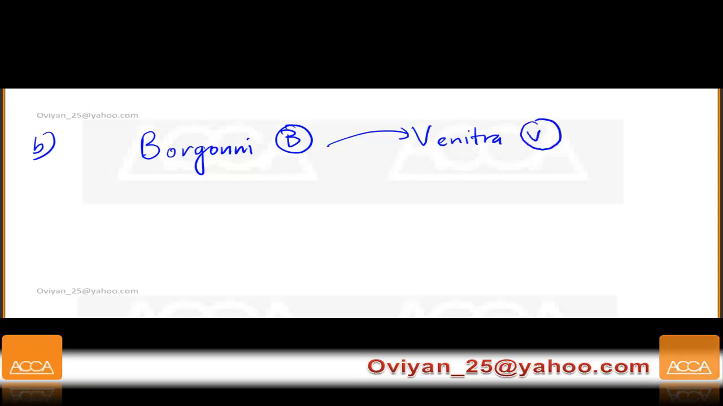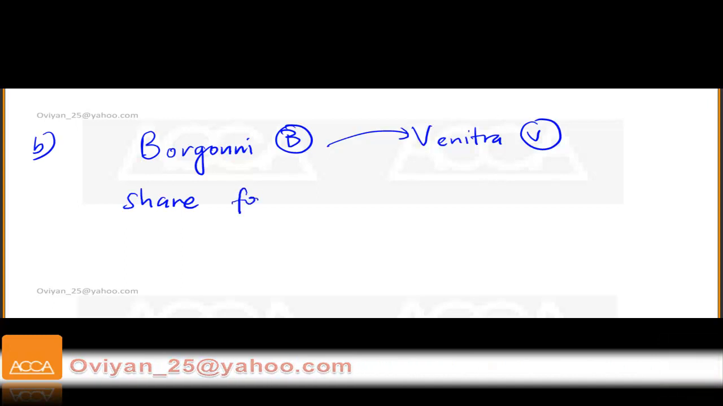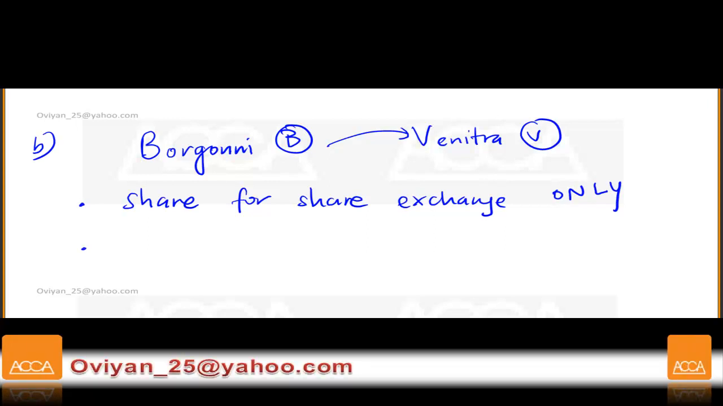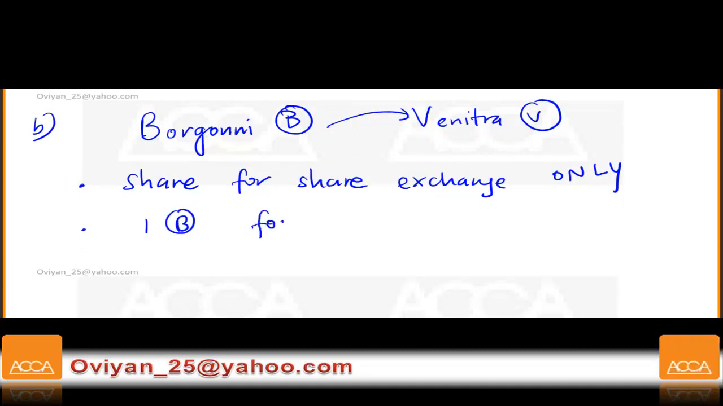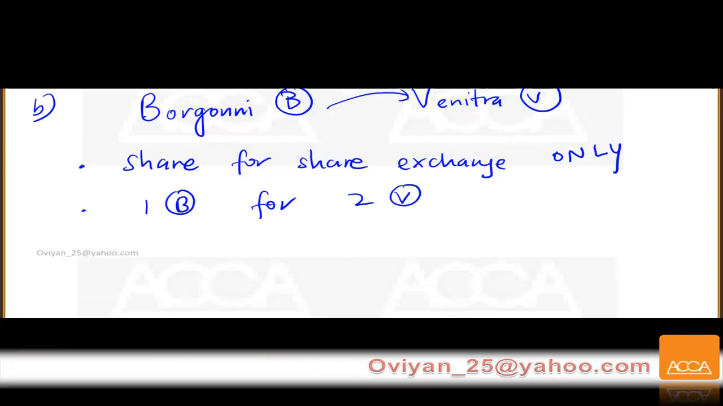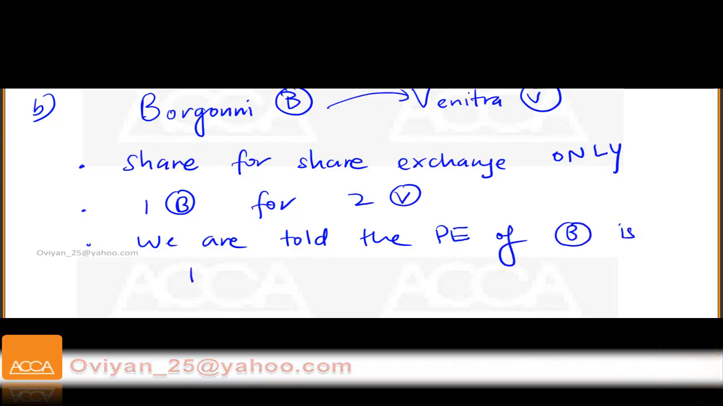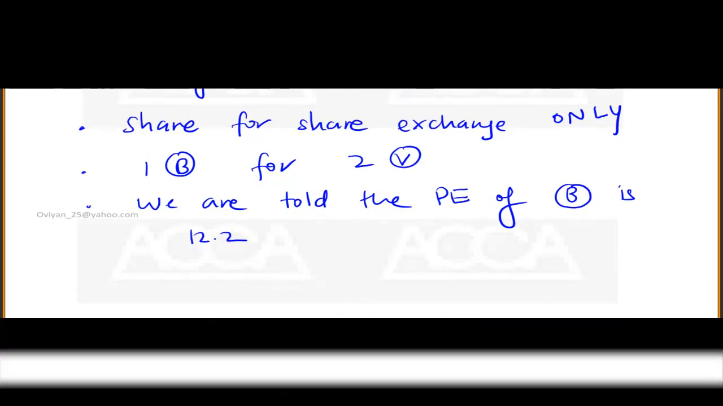Now part B. Let's say Borgoni is taking over Venitra. We're going to assume they're going to take over all the Venitra shares. It's going to be a share for share exchange only. The next thing I'll say is it's going to be 1 Borgoni share for 2 Venitra shares. Next we are told the PE of Borgoni is 12.2.